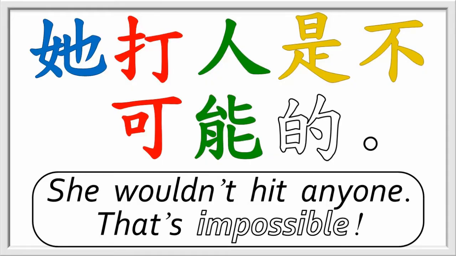Our next example is 可 combined with 能 from lesson 18 to express possibility. 他打人是不可能的. She wouldn't hit anyone, that's impossible. Notice the 是的 pattern for emphasis. The word order could also be switched around with the same meaning. 他是不可能打人的.